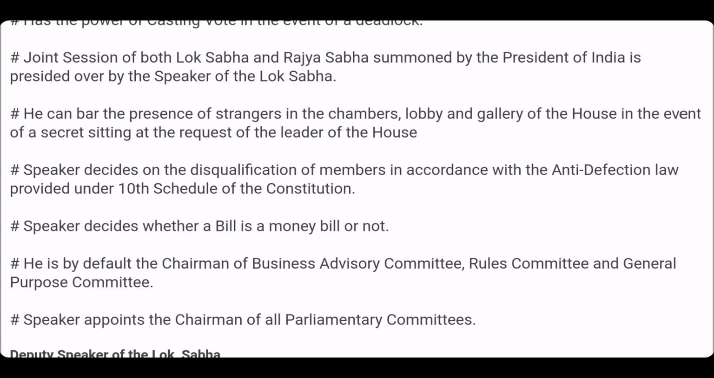Speaker also decides whether a bill is a money bill or not. For example, when a bill after being considered in the Lok Sabha goes to the Rajya Sabha, the Speaker certifies whether that bill is a money bill or a normal bill.